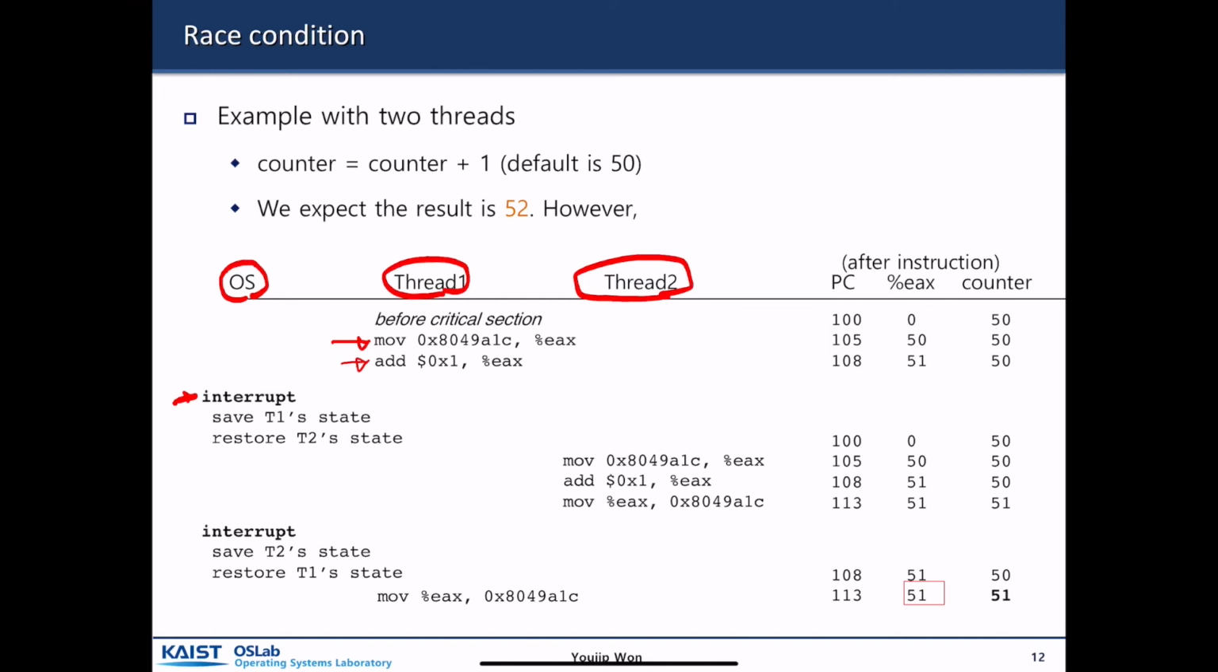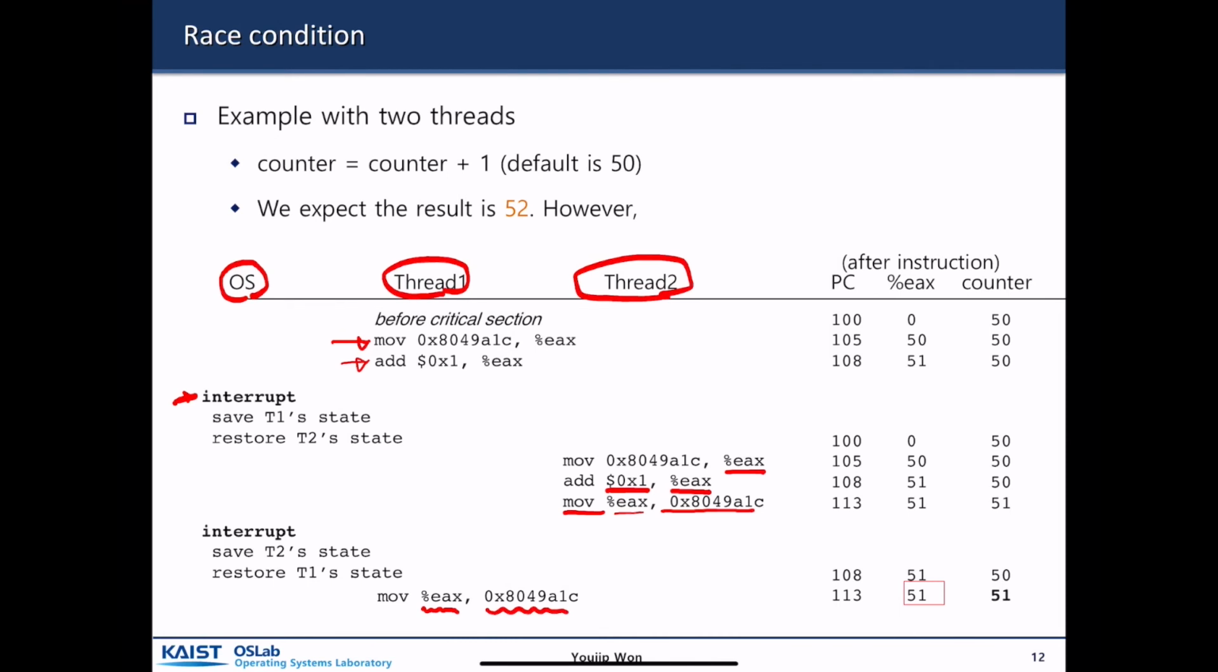And then a timer interrupt has happened and a context switch has happened also. The operating system saves the state of thread 1 to its thread control block, and then it restores the register state of T2. And then thread 2 starts to run. It again moves the memory value to the register, increases the value by 1, and saves the value back to its memory location. And then a timer interrupt happens again, and thread 1 starts to execute. Thread 1 executes the last move instruction, which saves the register value of EAX to the memory location.